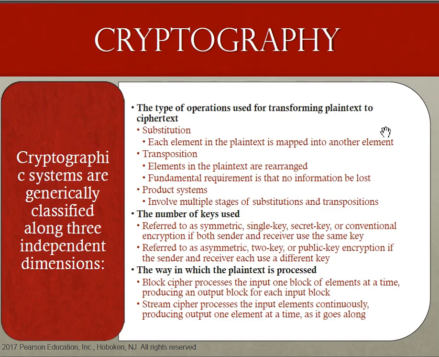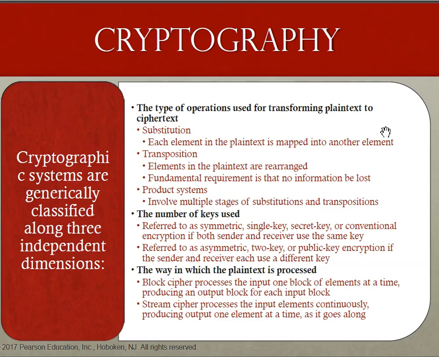The second dimension is the number of keys used, referred to as symmetric or single key. Sometimes we call it secret key or conventional encryption. If both sender and receiver use the same key, we call it symmetric. Otherwise, if a different key is used, we call it asymmetric. All right.